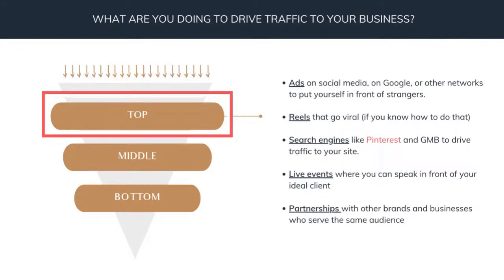So you can run ads. You can do reels on Instagram or TikTok if you know how to make them viral. I don't know how to do that. Search engines, that helps. Pinterest is a search engine, but search engines take a little while to kick into effect. You don't have a lot of control over it. Other than Pinterest, you don't have a lot of control. That's where SEO fits as well. Live events, there's a lot of examples of live events that some of you are doing that are just magical. And partnerships, that's actually the first thing that I ever did.